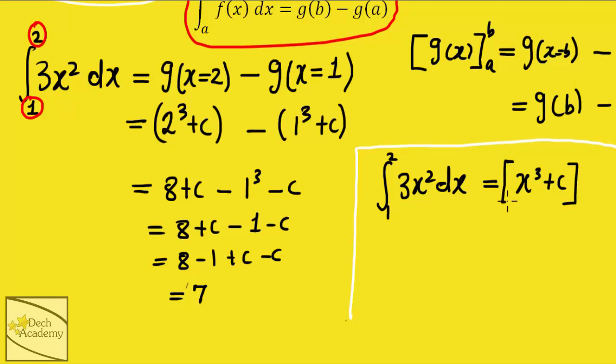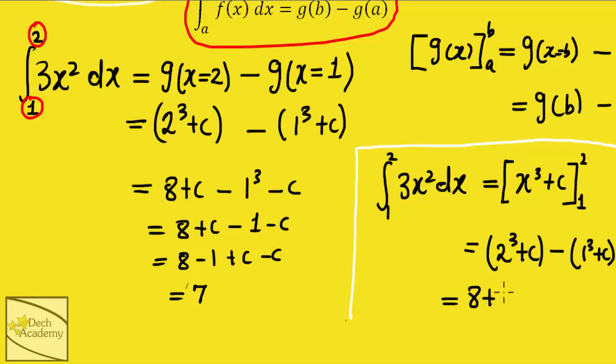This is now the notation you use. You put the upper limit and you put the lower limit below. And then you can replace x with the upper limit at first, and that gives 2 cubed plus c. And then you put a minus sign and replace the variable with the lower limit, and you get 1 cubed plus c. And you get the same result, 8 plus c minus 1 minus c, which is 7.